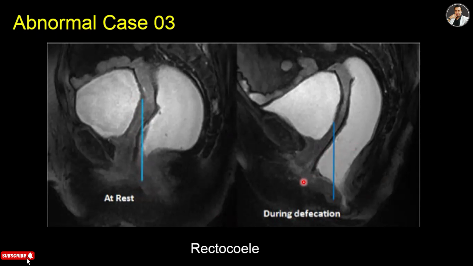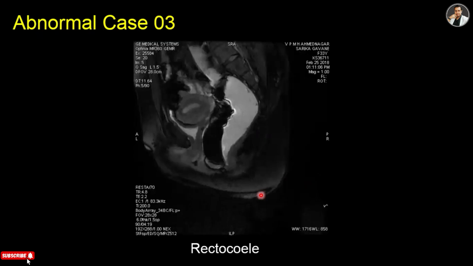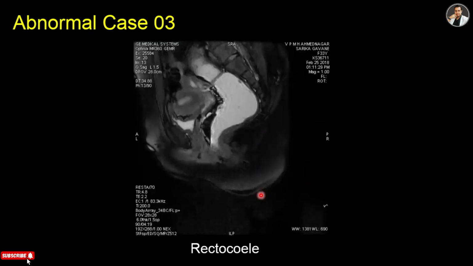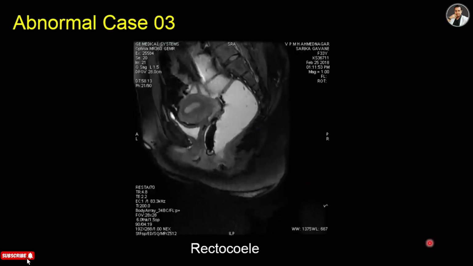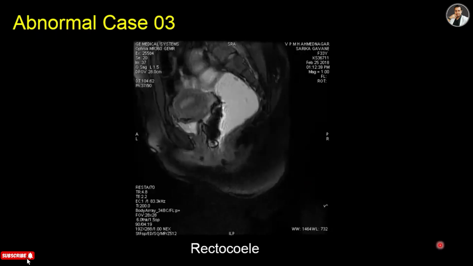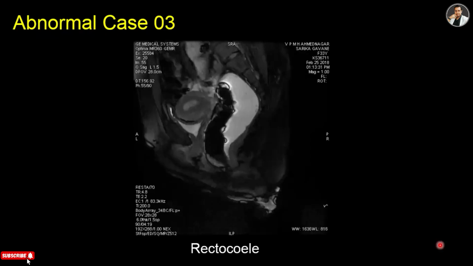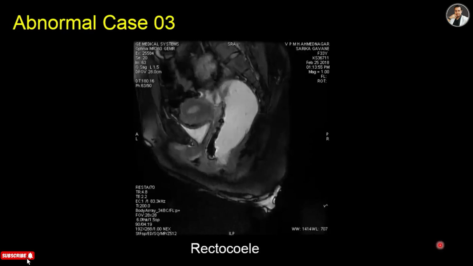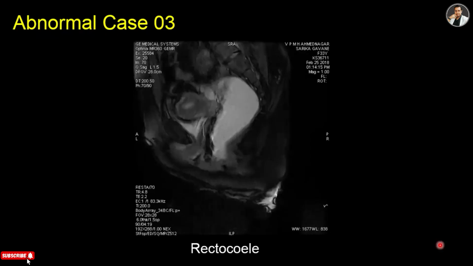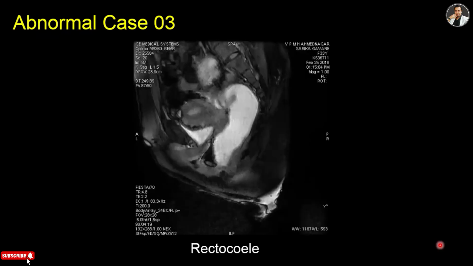So let's see a rectocele video. So this is the rectocele video I have played. Rectocele, or posterior vaginal wall prolapse, results when the rectum bulges into the vagina. The two common causes of these defects are childbirth and hysterectomy. Rectocele also tends to occur with other forms of pelvic organ prolapse such as enterocele, sigmoidocele and cystocele.